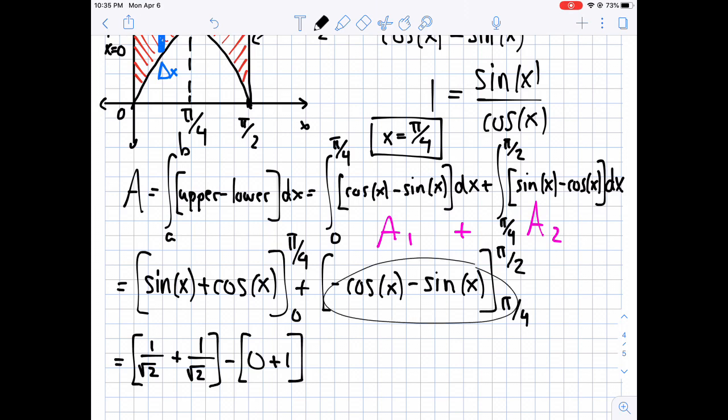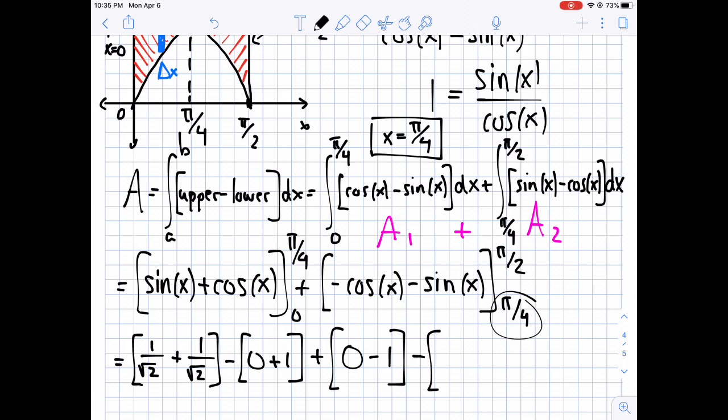Now we go over to the second part, and we have negative cos of pi over 2, so that's just going to be 0. Then we have negative sine of pi over 2, so that's going to be minus 1. So we have 0 minus 1. And then we're going to be subtracting what we get when we plug in pi over 4. So here we have minus cos of pi over 4, so that's going to be 1 over root 2 again, but this time it's negative because it's being subtracted. And the same with the sine x term, we have negative 1 over root 2.